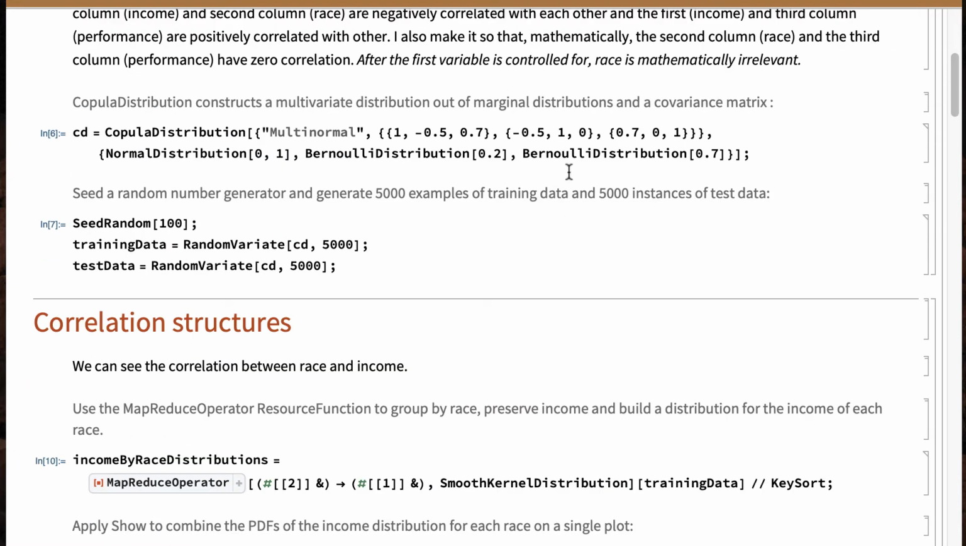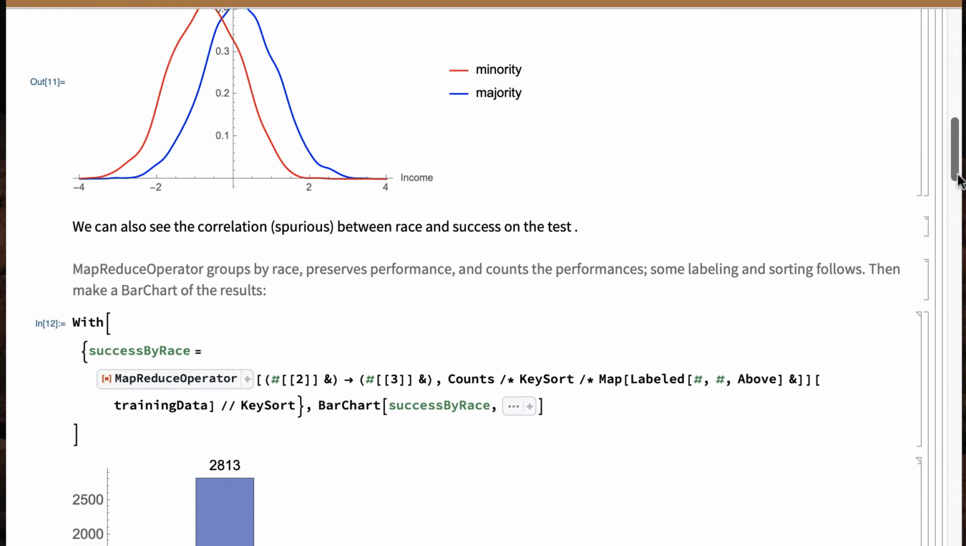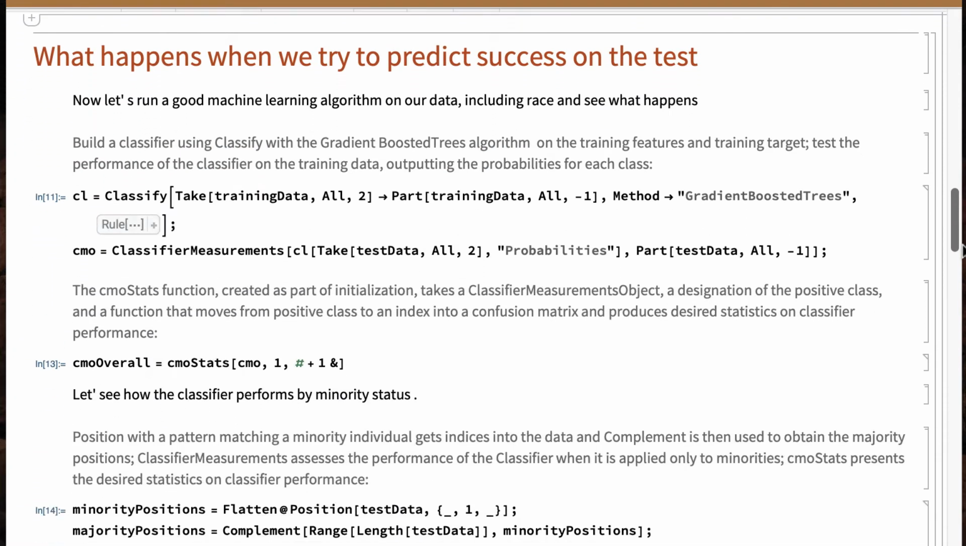The causation structure is set up here, and it's saying that there is no causation between race and score. The only thing that makes it appear that way is that there is a correlation between race and income, or whatever you want to call this first variable, and income and ultimate performance on some job or test. All right, so let's now try to use machine learning to come up with an algorithm that's going to predict success on the test.